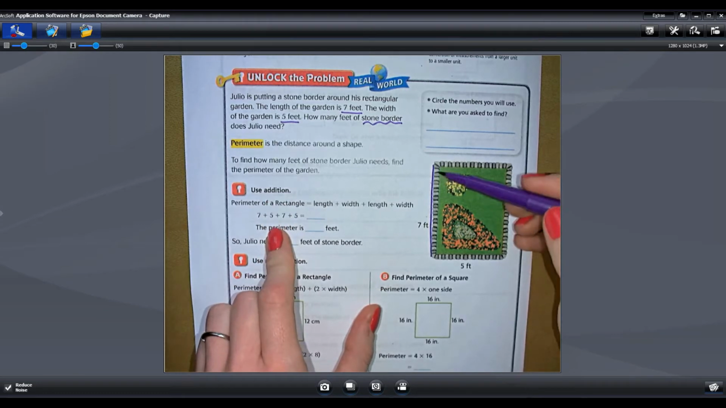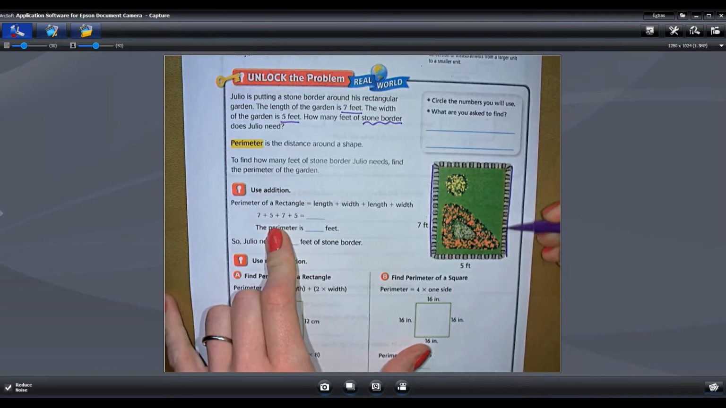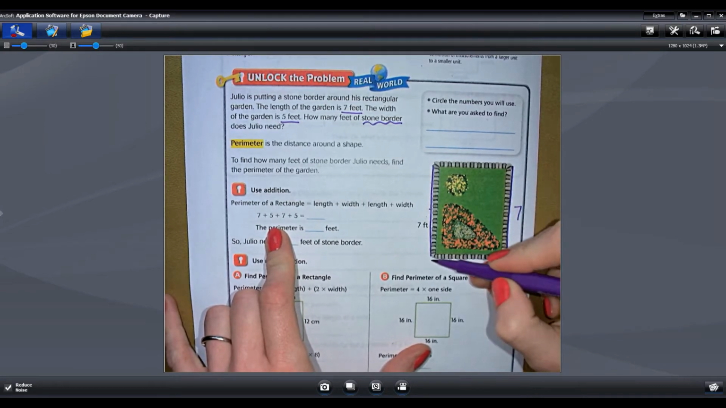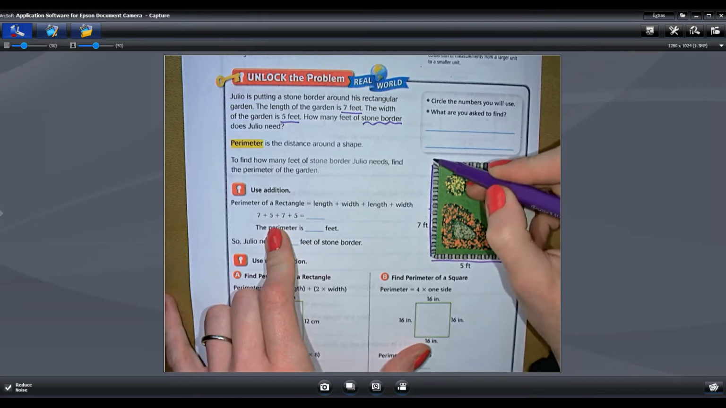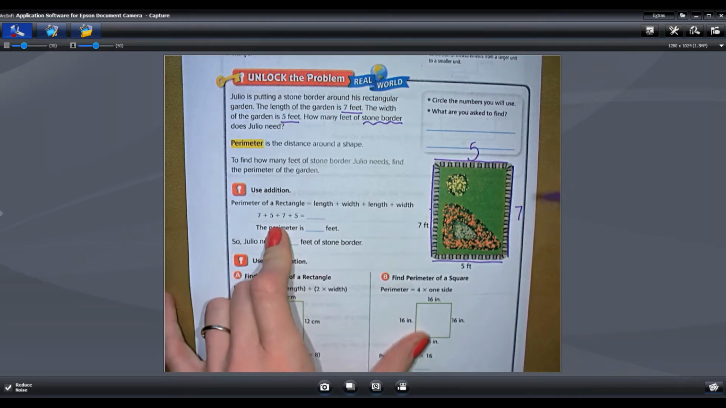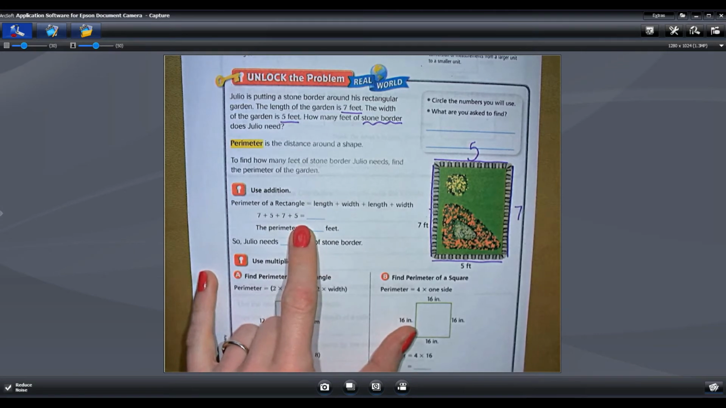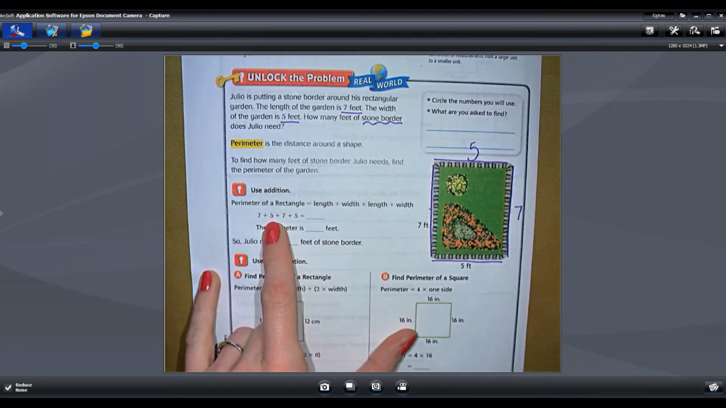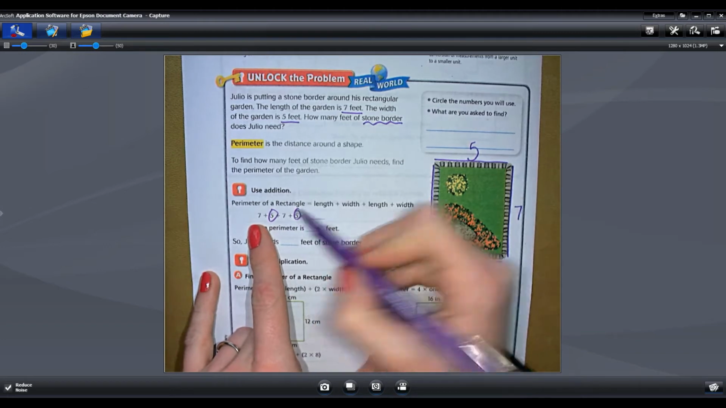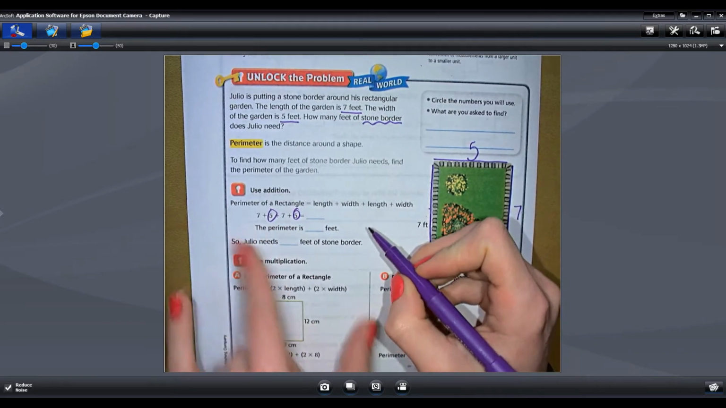If this is 7 right here, there are 4 sides to this shape, not just 2. Just because there are only 2 numbers doesn't mean there are 2 sides. If this is 7, then this is 7. If this is 5 on the width, that means this is 5 on the width up here. There are 4 sides, so you need 4 numbers: 7 plus 5 plus 7 plus 5. In my head, I put the 5 and 5 together first, because 5 plus 5 is 10, and then 7 plus 7 is 14.